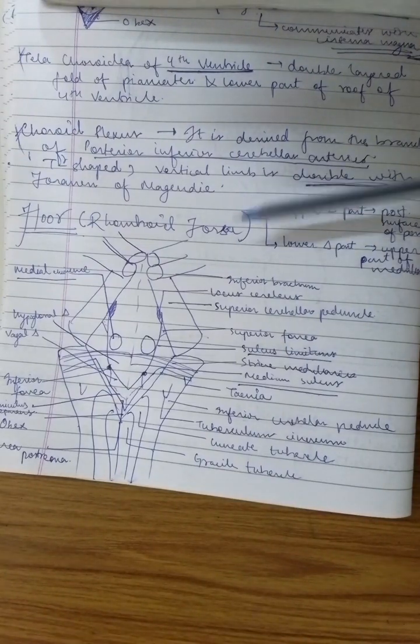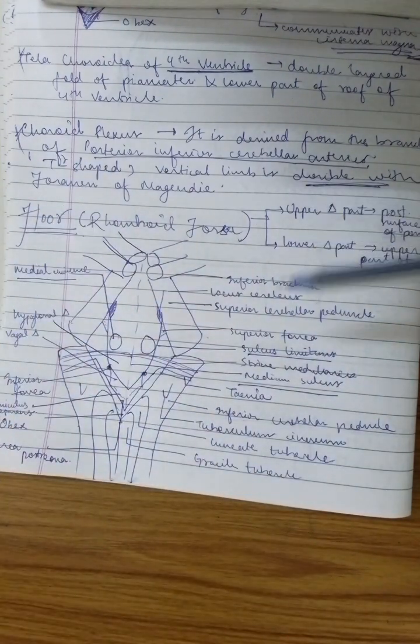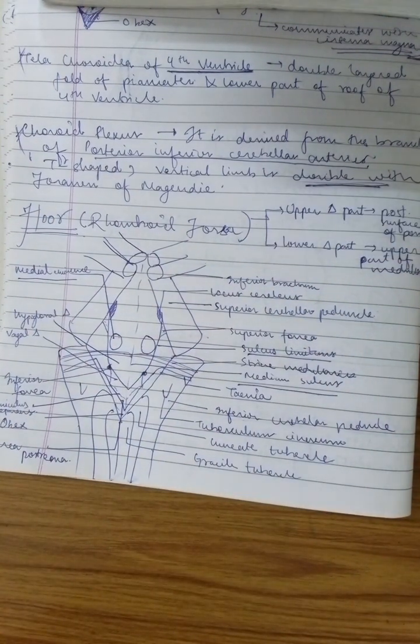So next is the floor of the rhomboidal fossa. I'm not writing anything. I'm going to explain this diagram. This is the diagram of the floor and where it lies.